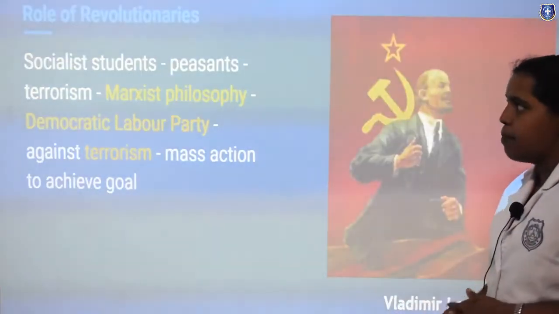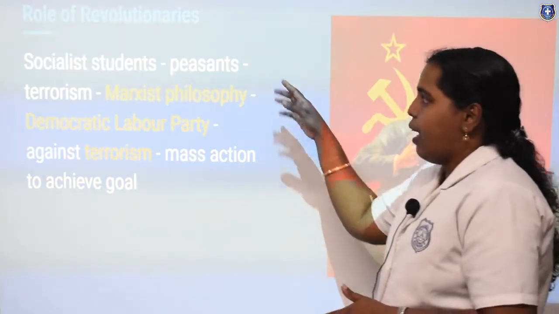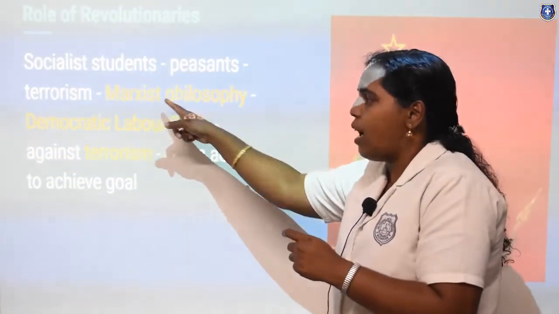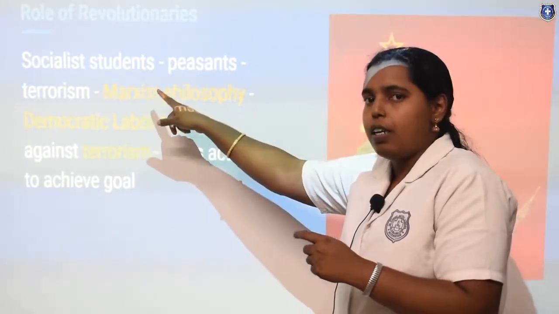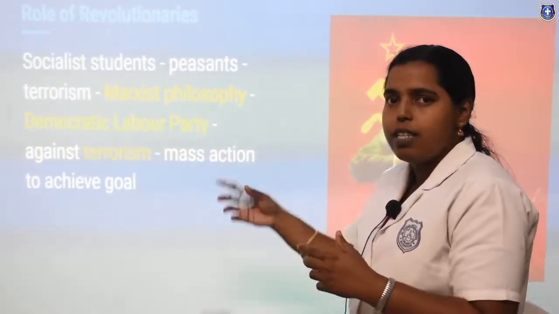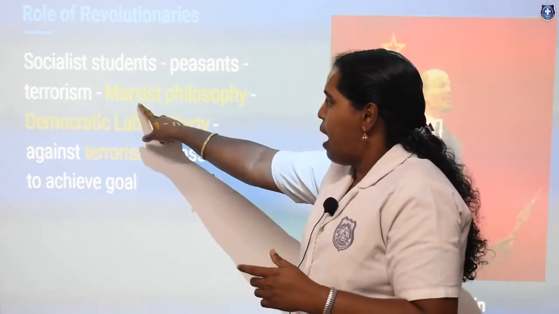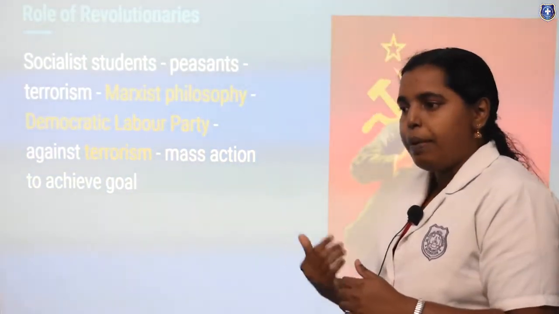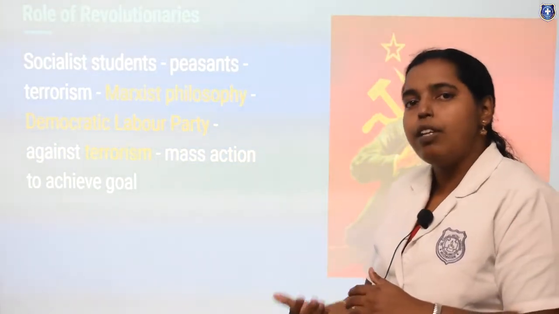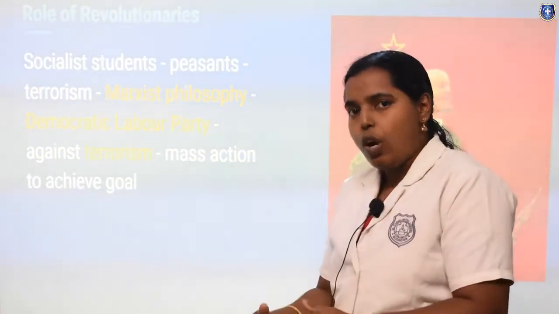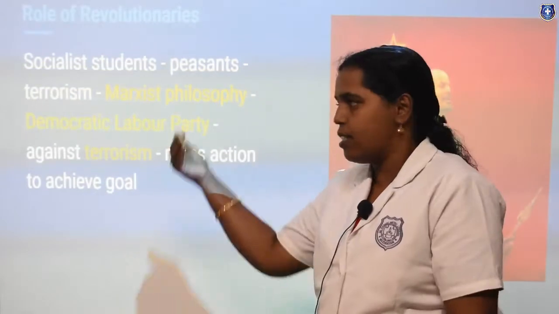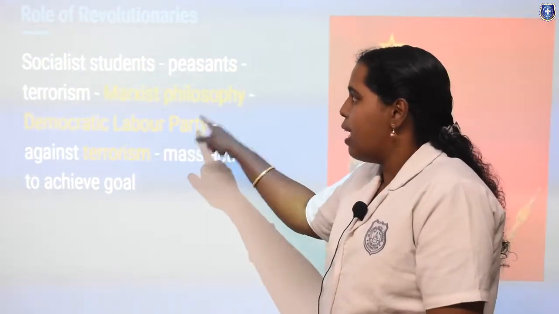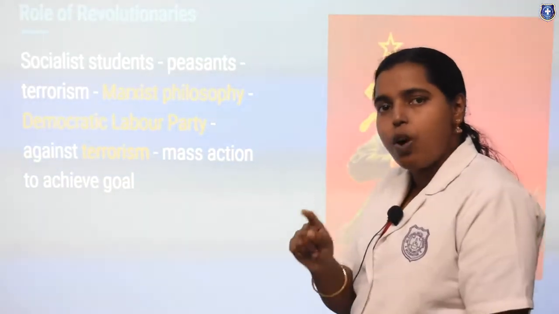The next one is the role of revolutionaries. After this time period, various ideologies came up. They were popping up in this time period. They were Marxist philosophy and the Democratic Labour Party. Many parties were started, many revolutionary ideas were started in order to benefit the lower class, that is these peasants, labor parties, workers. They were starting like this, and one among the leaders was Lenin.